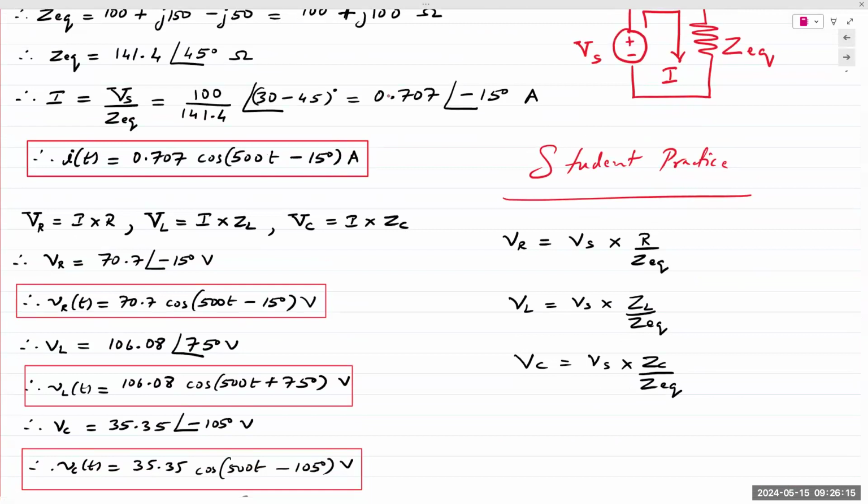So I of t would have a magnitude of 0.707 and then a phase angle of minus 15. The frequency is not affected, so the frequency remains the same. So it becomes cos of 500t. Again, I will emphasize that the frequency does not change. It is not affected by any component. So when you go back to the time domain, you use the exact same frequency that is given to you at the beginning of the problem. That does not change. All right, makes sense to everyone? Let me know if you have any questions.